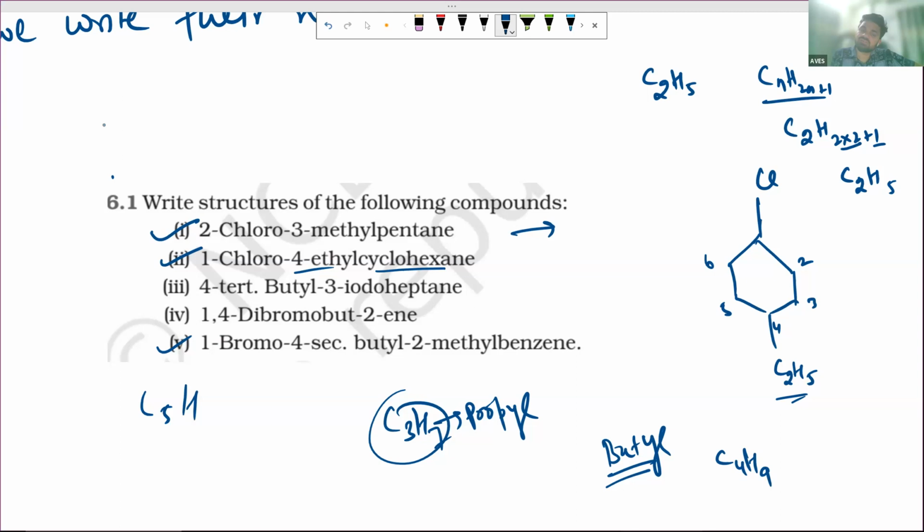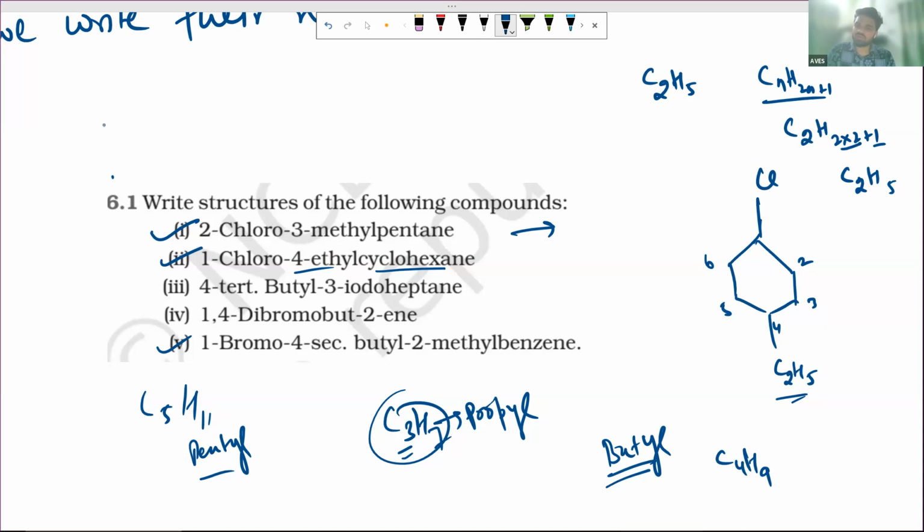C5H, how many H for pentyl? Are you concentrating? Yes, sir. So if it is 3, I'm just doubling the number of carbons and adding 1: 3 twos are 6, and 1 added is 7. 4 twos are 8, and 1 added is 9. And 5 twos are 10, 1 added is 11. This is pentyl. Understood? Yes, sir.